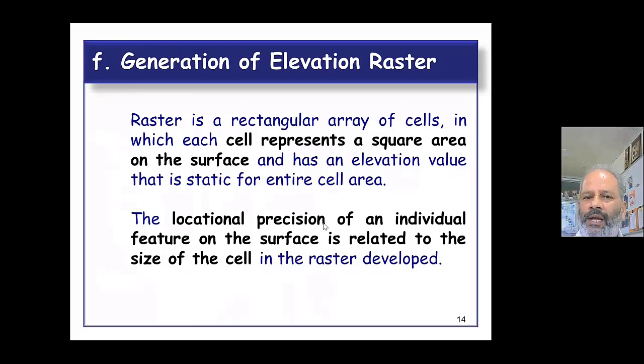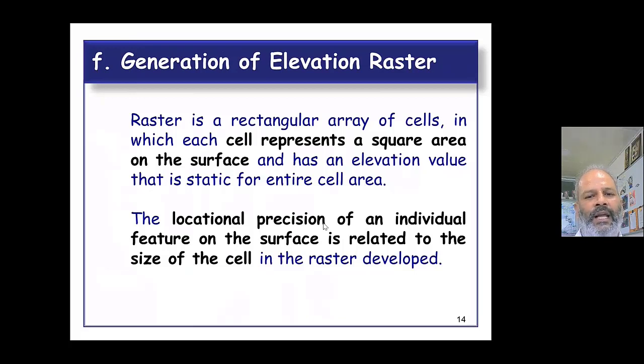elevation raster. This raster is a rectangular array of cells in which each cell represents a square area, and that cell has a static value of elevation, and the locational precision of an individual feature on the surface is related to the cell size in that particular raster that we developed to represent the surface model.